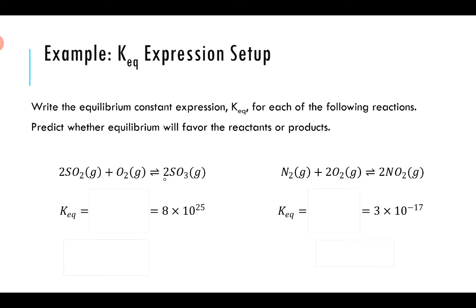So we always have our products over our reactants. So let's start with our products. We have SO3, and we have a coefficient of 2. And in our reactant side, we have SO2 raised to the second power, so it's squared, times our molarity for O2.